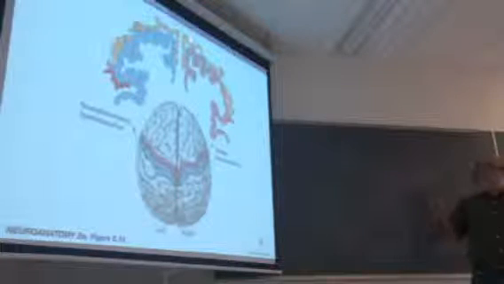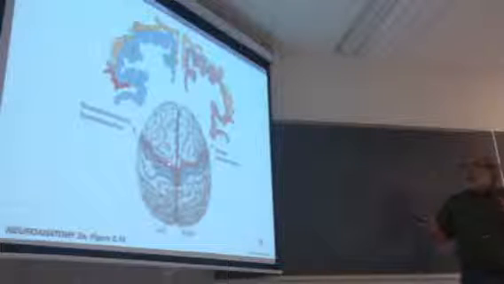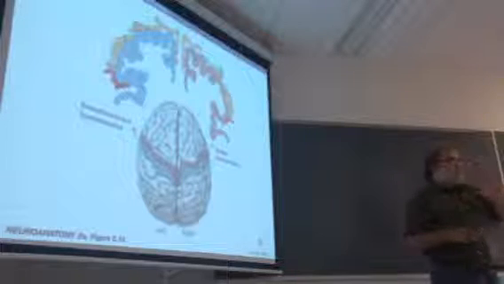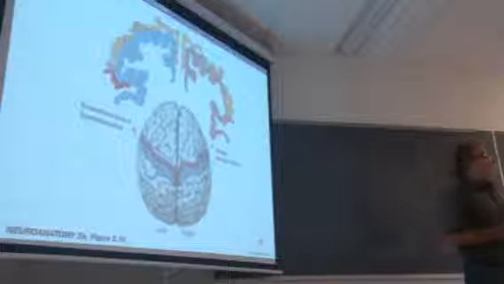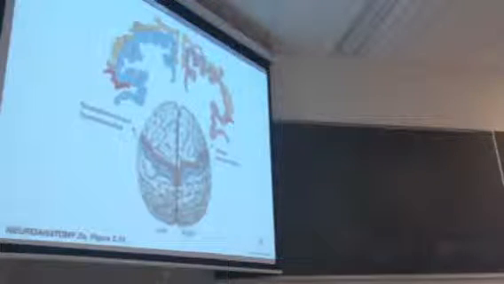So, we have two homunculi for somatosensation, a left one and a right one. We have two homunculi for motor outputs, a left one and a right one. Does that help with that? Oh, yeah. Okay. Yes. All right, cool.